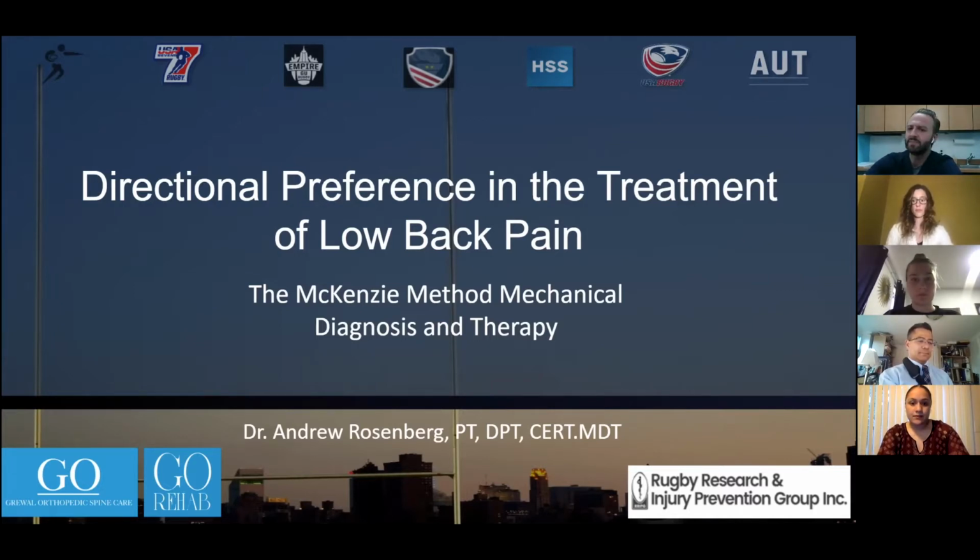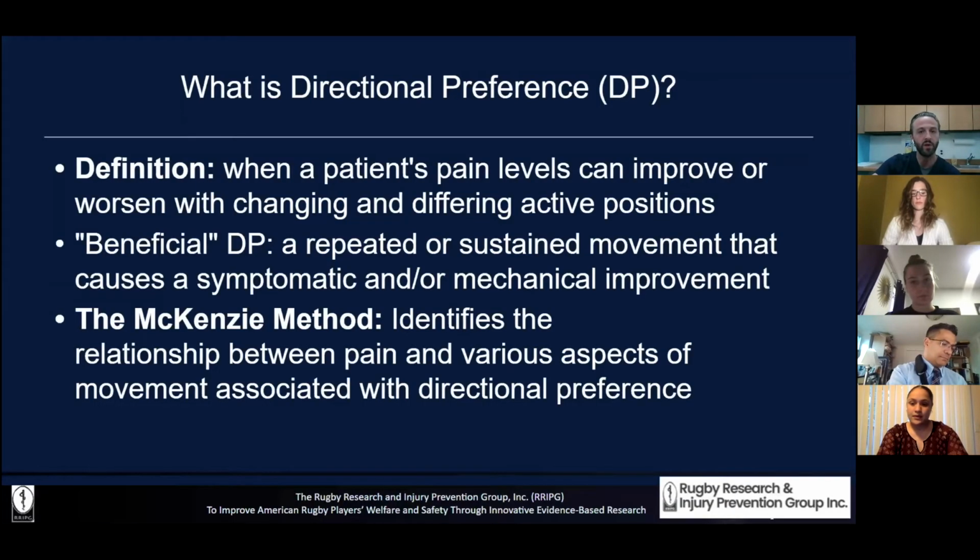Basically, to summarize, Robin McKenzie was a brilliant physical therapist in New Zealand back in the 1950s, and he developed this system of assessing and treating orthopedic issues, predominantly the spine, but also extremities as well, right? So we're going to talk a little bit about what directional preference is, and that's very key to the McKenzie method, to mechanical diagnosis and therapy.